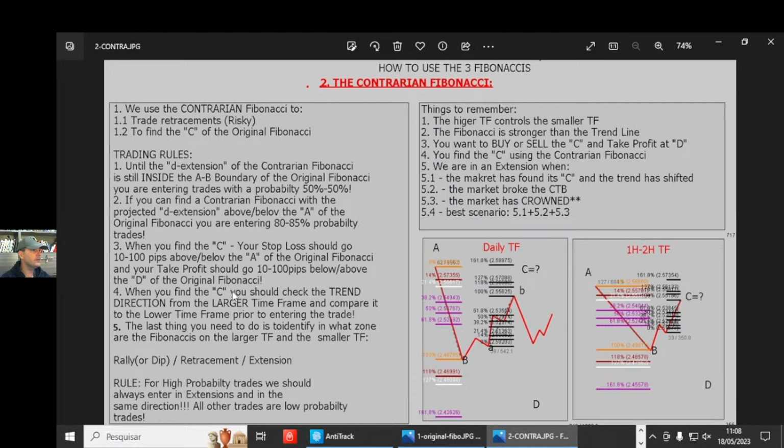Number four, when you find the C, you should check the trend direction from the larger time frame and compare it to the lower time frame. So this is the same rule for high probability trades. We should always enter in extensions and in the same direction. All other trades are low probability trades. Everybody take a screenshot photo, type in the chat done, so we can move forward.